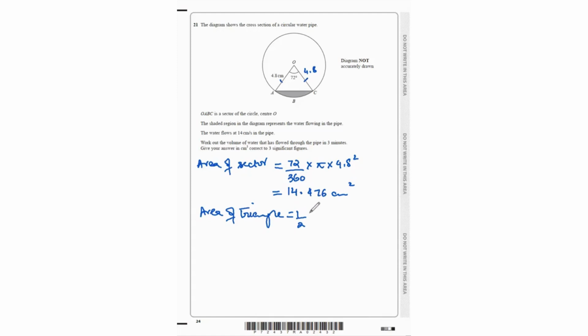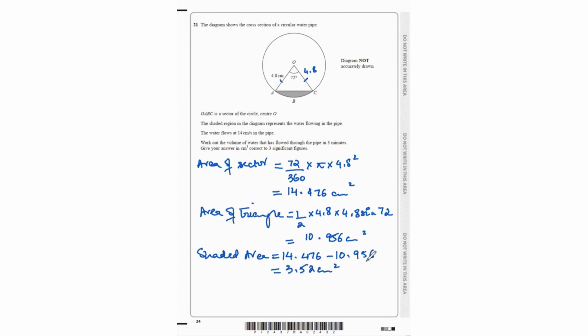Then you find the area of the triangle. That's going to be 1 over 2 times 4.8 times 4.8 times sine of 72. That equals 10.956 centimeters squared. Shaded area is going to be the difference of the sector area and the triangle area. That gives us 3.52 centimeters squared.